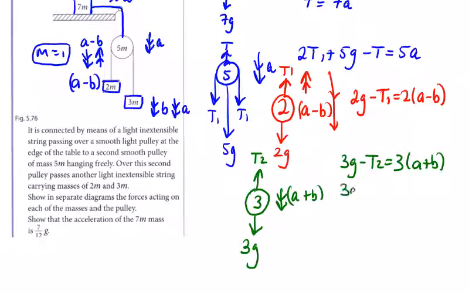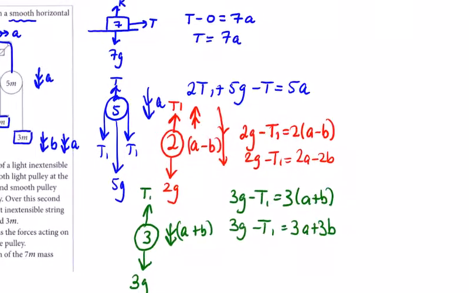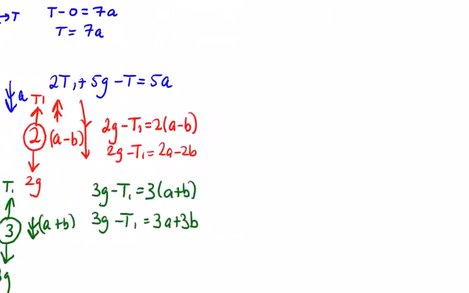So we just multiply these out. 3g minus t2. Where did I get t2 from? t1. 3g minus t1 is equal to 3a plus 3b. And we have 2g minus t1 is equal to 2a minus 2b. So we need to get rid of the t1s and we need to solve for a and b. So we can see our 4 equations here.